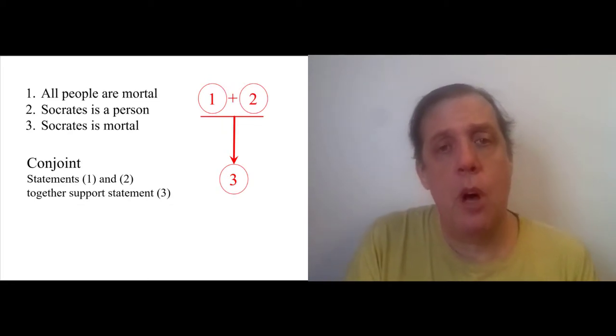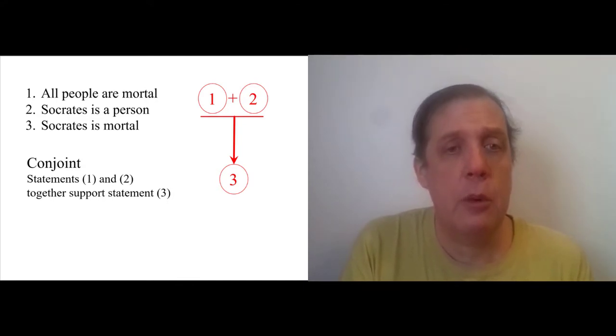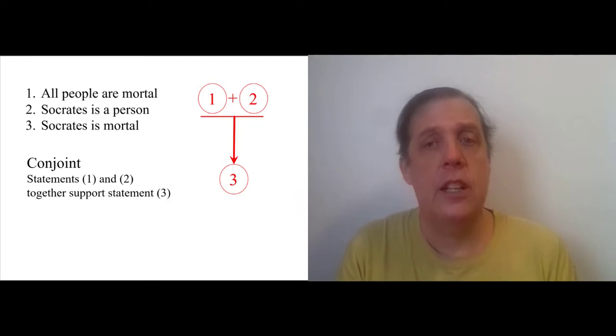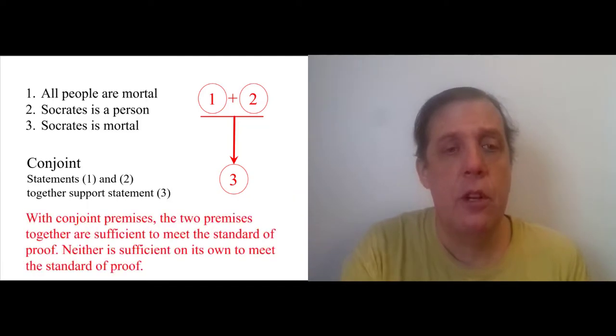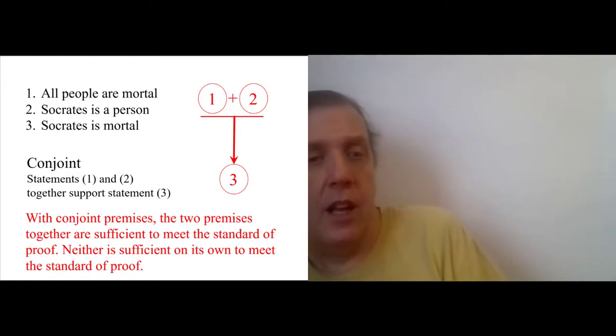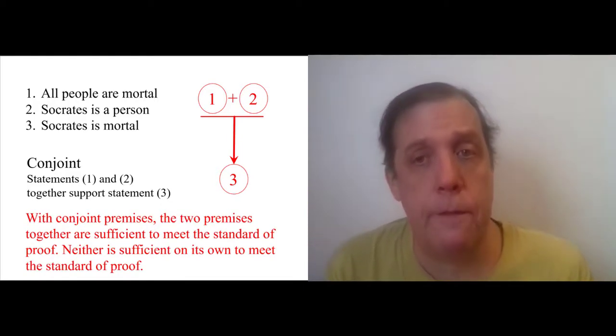For multiple premise arguments, I gave you a number of examples. Here was my first example of two conjoint premises. This is the standard argument: all people are mortal. Socrates is a person, therefore Socrates is mortal. In this case, premises 1 and 2 together support statement 3, and neither on their own are sufficient to meet the burden of proof.